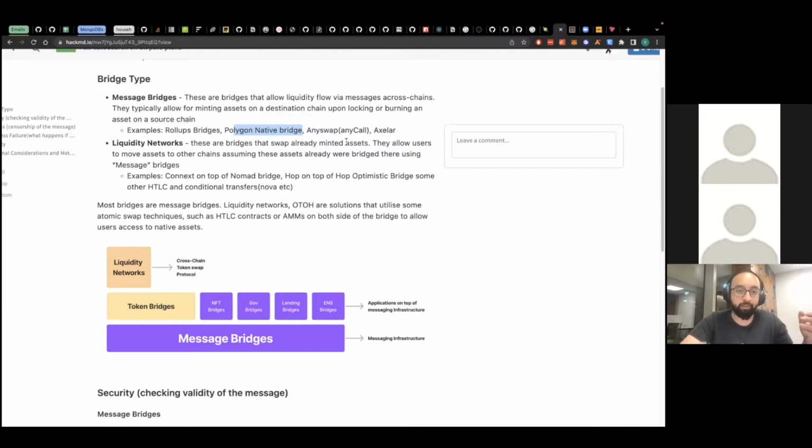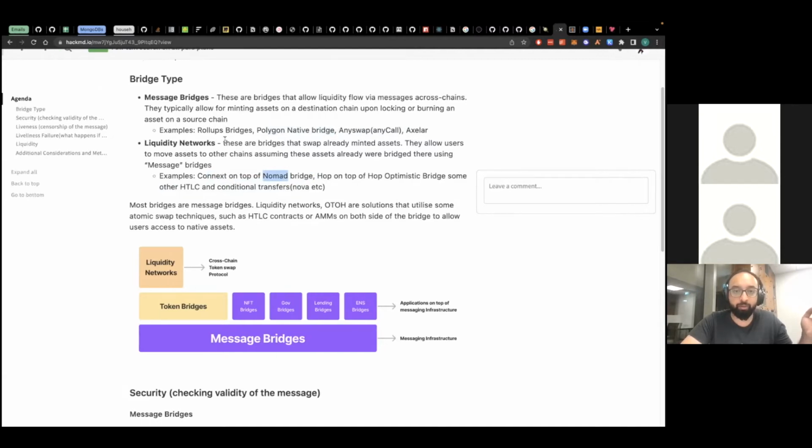Then we have things like liquidity networks, which I talked a little bit about before, but these are essentially cross-chain token swap protocols, right? And a quick example for these are Connext, which is built on top of Nomad Bridge. Nomad Bridge is also a type of message bridge. Hop, on top of Hop Optimistic Bridge. So Hop has a weird mechanism where it's essentially a bridge that circumvents the native bridges of rollups. We'll get into this, but Hop and Connext are good examples of liquidity networks, right?